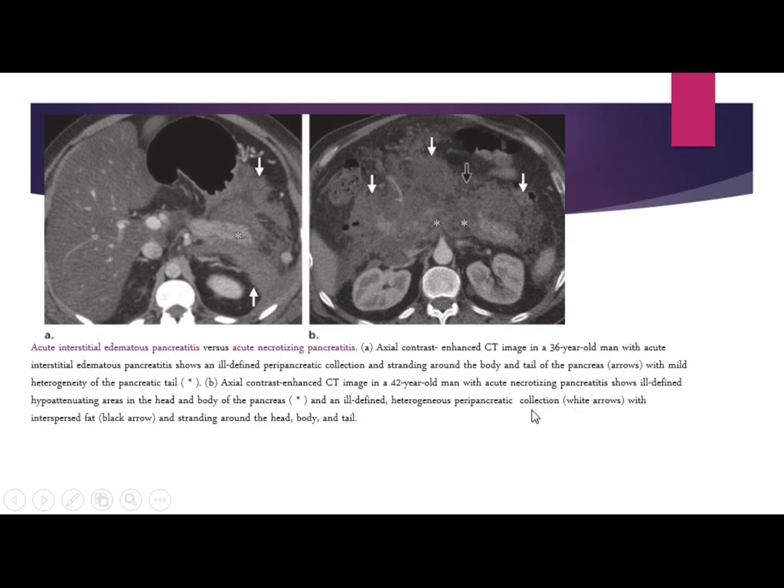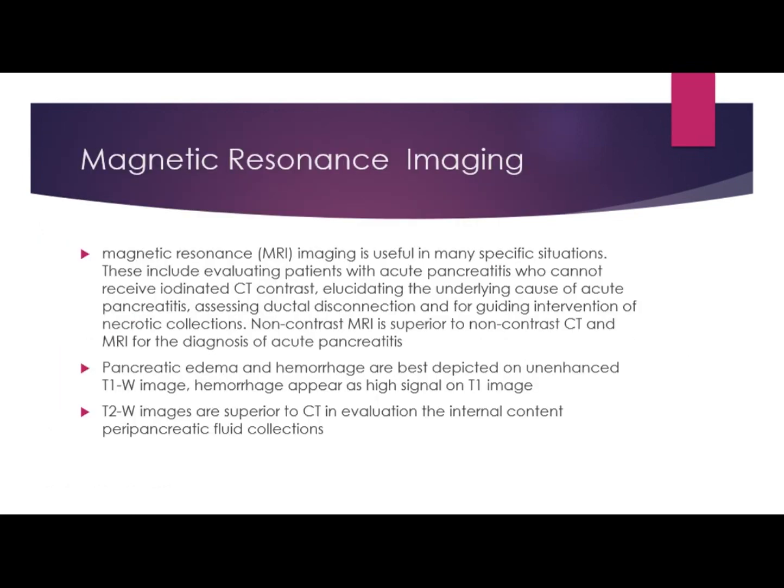Here, acute interstitial edematous and necrotizing pancreatitis on CT scan, both of them. We can see ill-defined margin of the pancreas, and there will be edematous fat stranding around the pancreas. Also in the necrotizing, there's ill-defined pancreas, and there will be fat stranding and edema around the pancreas.